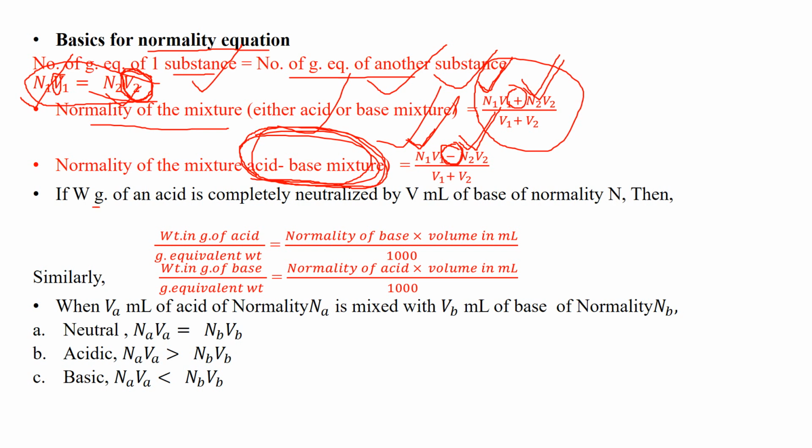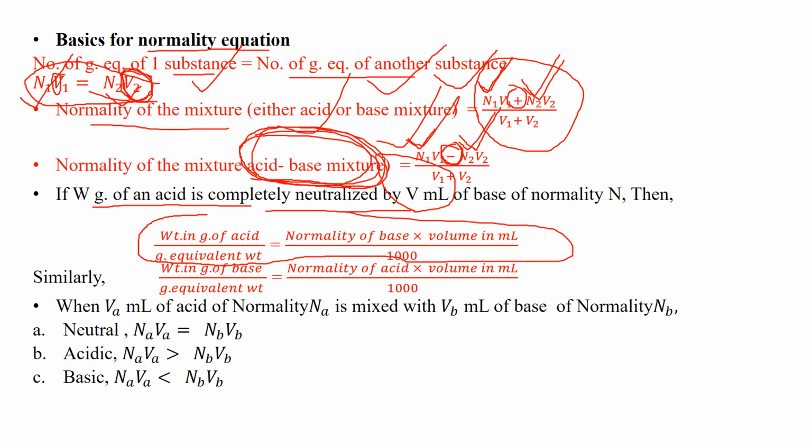If W gram of an acid is completely neutralized by V ml of the base of normality N, then here is the formula: weight in gram of acid by gram equivalent weight of acid is equal to normality of base into volume in ml divided by 1000. You have to remember this formula.